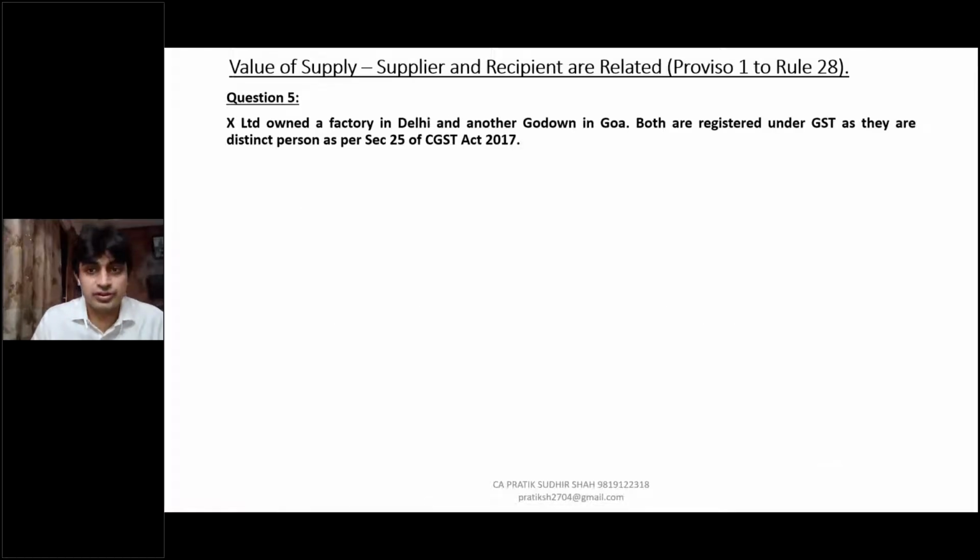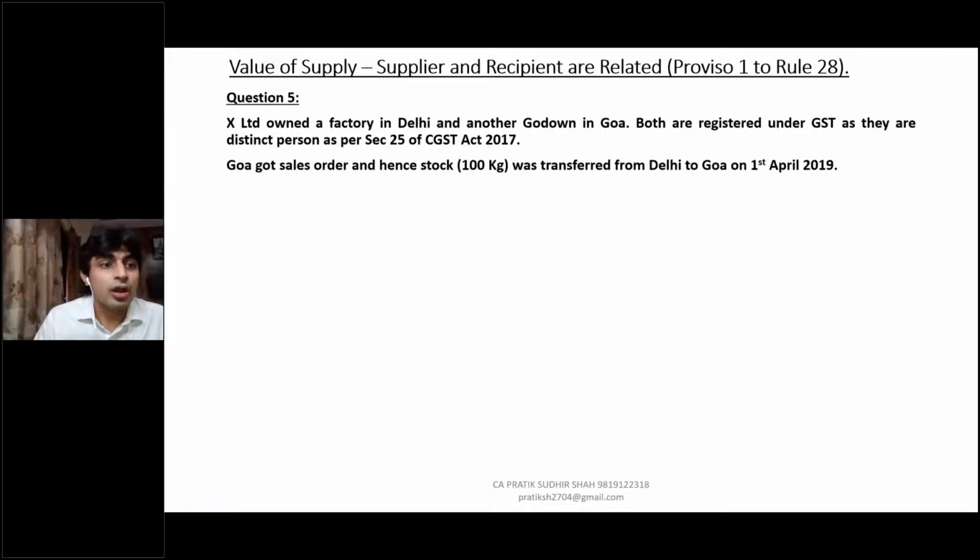And the final question. X Limited owned a factory in Delhi and another godown in Goa. The factory was in Delhi and the godown was in Goa. Two separate states, so what will they be? Distinct persons. Both are registered. Two separate states. Goa got a sales order and hence a stock of 100 kg was transferred from Delhi to Goa.